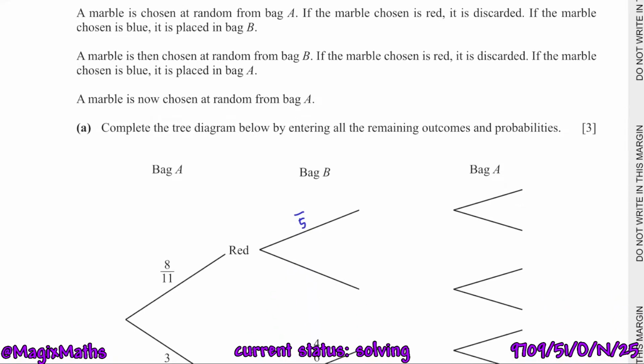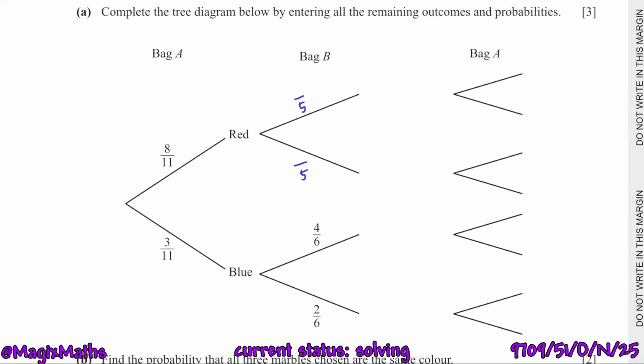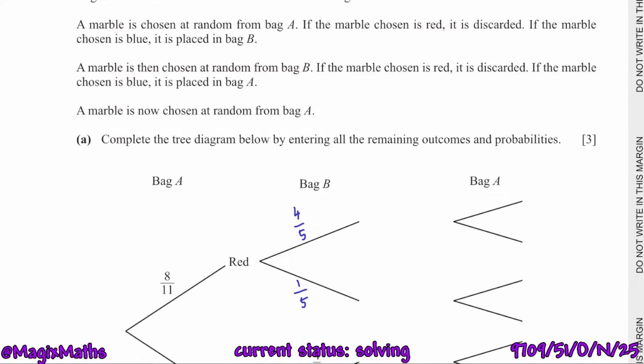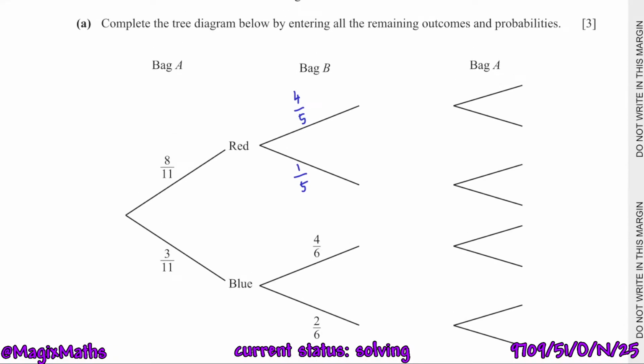So we want to complete the tree diagram. Bag B has 5 marbles, and if it's red from bag A, it remains 5. If it's blue, then it'll be put inside bag B, and then we have 6 marbles. So assuming in bag A we took out a red, it doesn't affect the marbles inside B. So this is it. And now we'll complete this tree diagram.